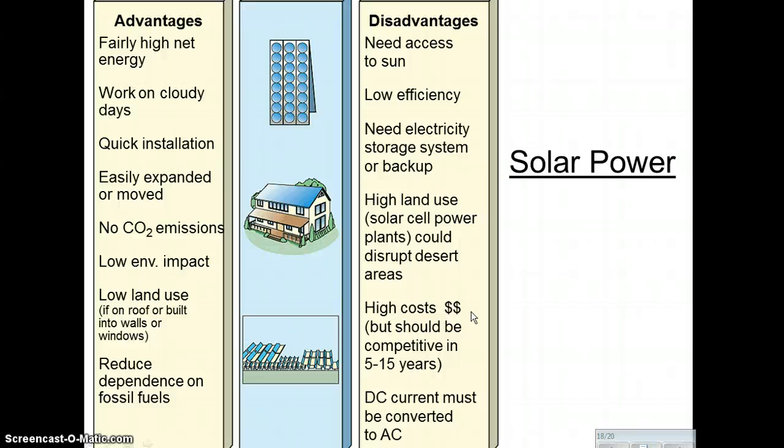We're going to compare that to our renewable resource here, solar power, which has a lot of advantages, but similarly a lot of disadvantages. So I'm not saying one is necessarily better than the other, because it depends on what our purpose and goal is.